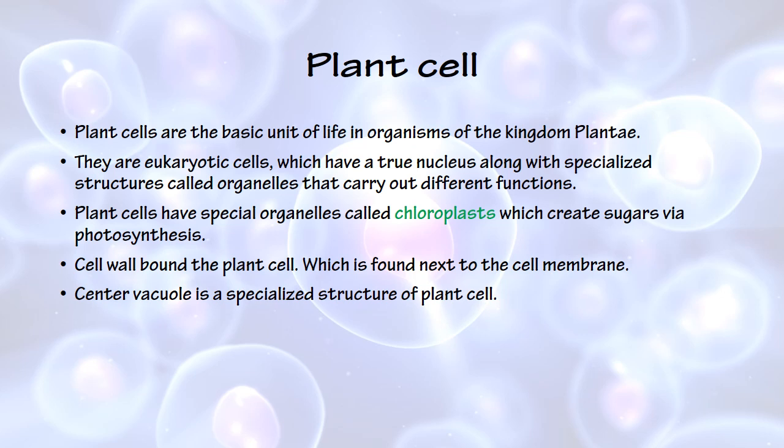So children, remember that the plant cell is for kingdom Plantae and the animal cell is for kingdom Animalia. Both of them are eukaryotic cells, that means they have a true nucleus. With that, they have specialized structures. Cell wall, chloroplast and large central vacuoles are features of plant cells, but animal cells lack cell walls, chloroplasts and large central vacuoles.